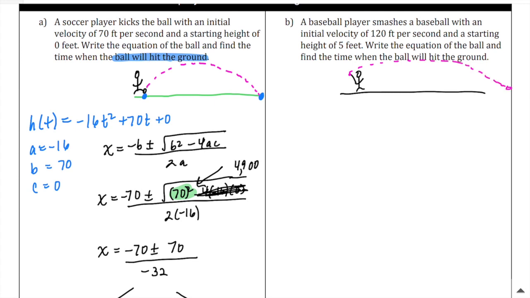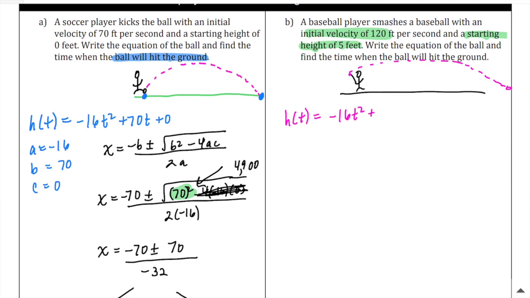And it's going to land at some point, probably a lot nicer than what I drew. So let's get started. So we got to make our equation first, right? So I have h of t is equal to, we know we're going to have negative 16t squared. I need to know the velocity, right? So they tell me an initial velocity of 120 and a starting height of 5 feet, which makes sense, right?